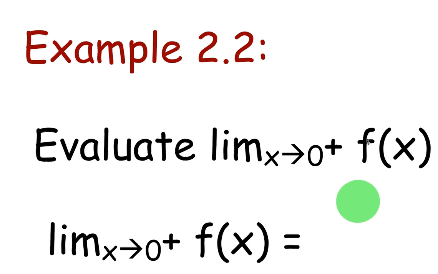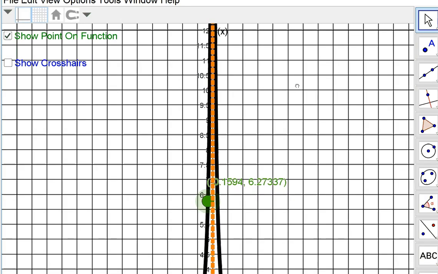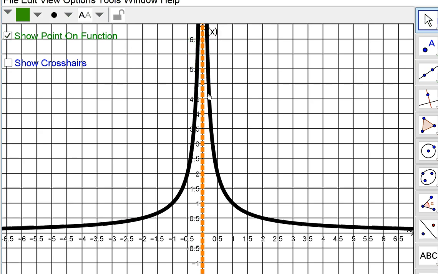Alright, one more example for this graph, and that's going to be it for this video. It's very quick. Evaluate the limit as x approaches 0 from the right. Alright, so let's take this same point. Let's drag our graph back down, and let's start from the right. So if we start from the right, and x approaches 0 from the right, it's going to get smaller and smaller. What happens to the y value? The y value gets bigger and bigger again.